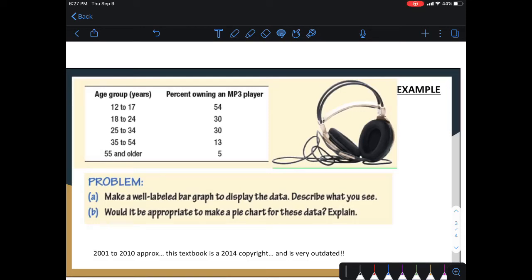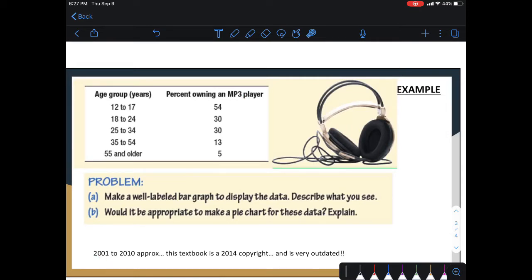Okay, so let's actually do an example. This is the age group in years, 12 to 17-year-olds. And this is the percent owning an MP3 player. First of all, wait, what MP3 player?